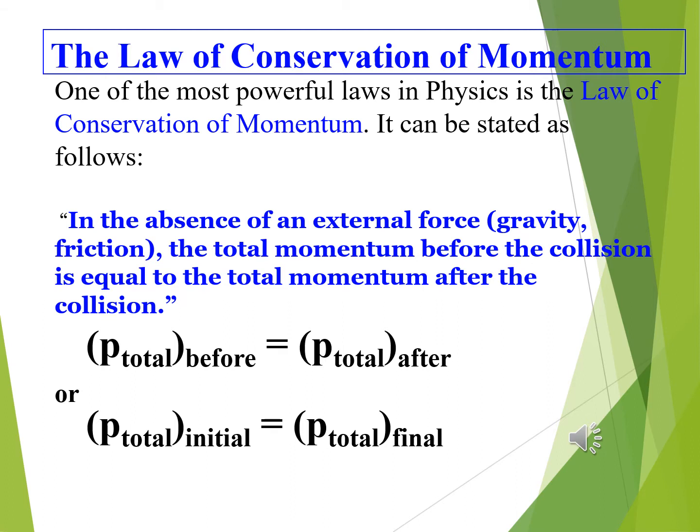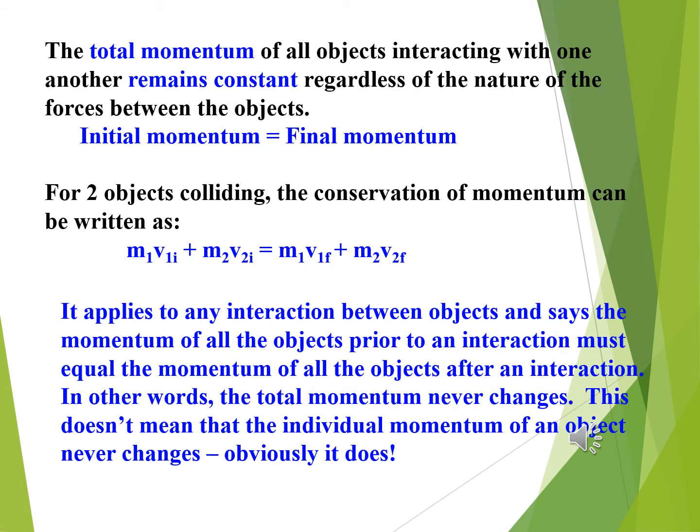So P total before equals P total after, or P total initial equals P total final. The total momentum of all objects interacting with one another remains constant regardless of the nature of the forces between the objects. Initial momentum equals final momentum. For two objects colliding, the conservation of momentum can be written as m1 v1i + m2 v2i = m1 v1f + m2 v2f.